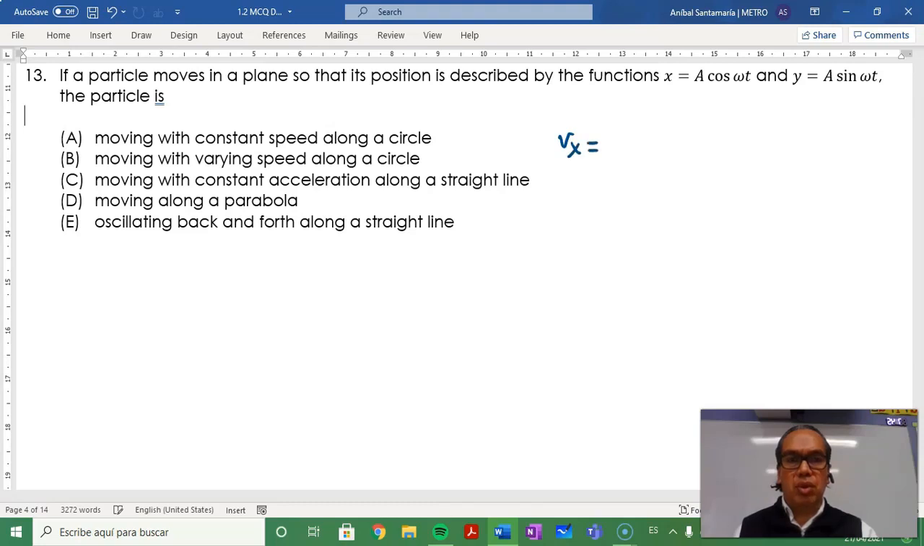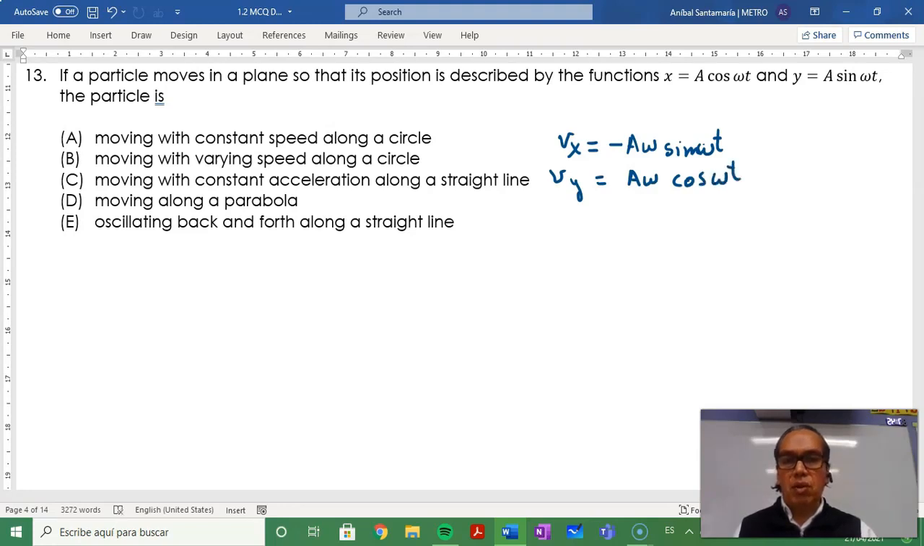that the x component of the velocity should be negative a omega sine of omega t, and the y component of the velocity is equal to a omega cosine of omega t. And so, if you want to get the speed by the Pythagorean theorem, that's going to be the square root of the two components squared added.